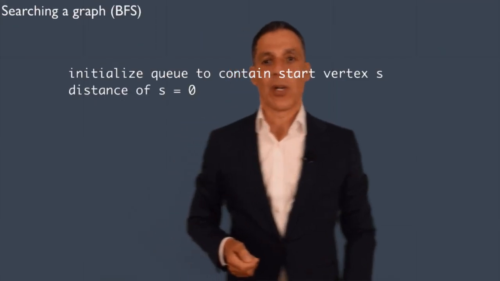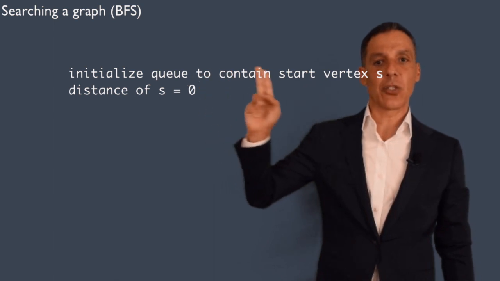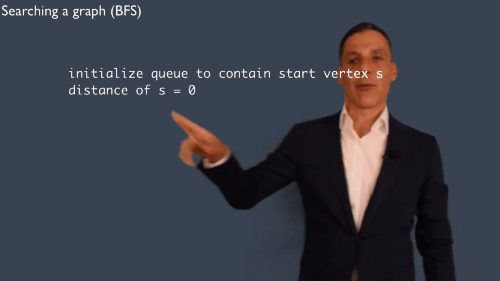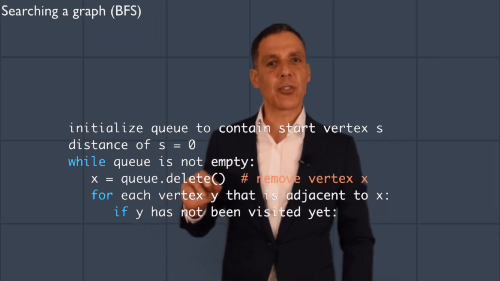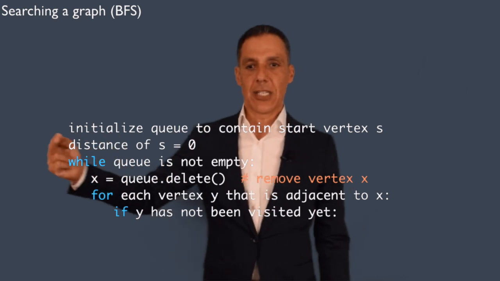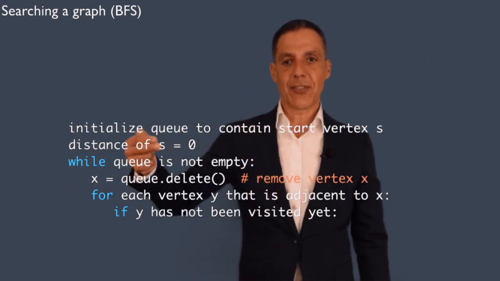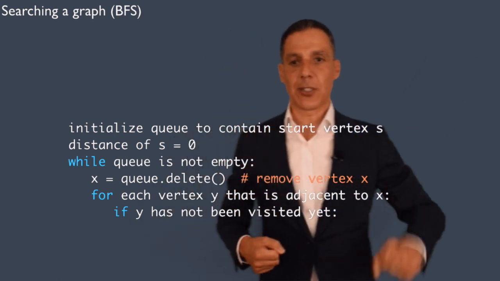Okay, so let's now write the code to implement that. So we're going to start by initializing a queue with the start vertex, and we're going to set the distance of that start vertex to 0. It may not be obvious why you need that queue, but you'll see it right now. So here's my initializing of the queue. I'm going to set the distance to 0. So S is going to be the start vertex.